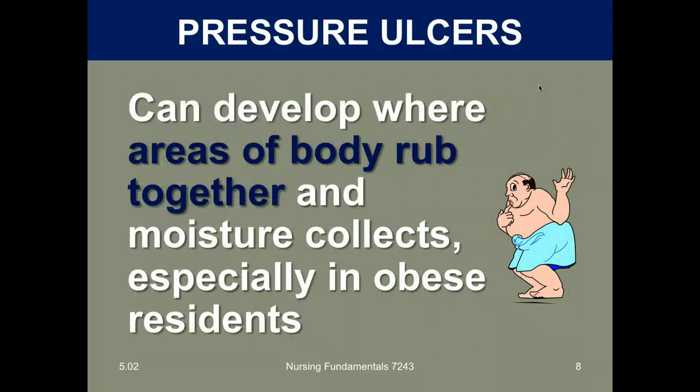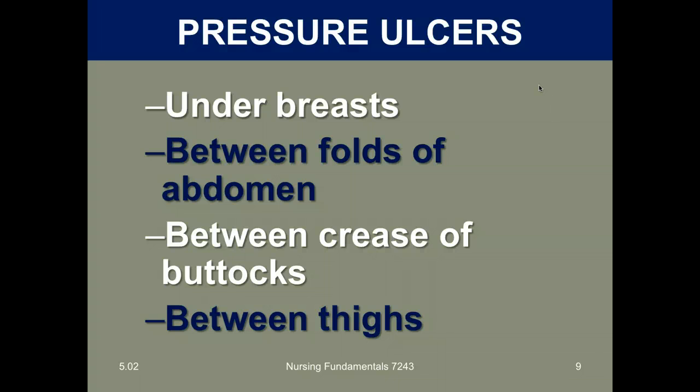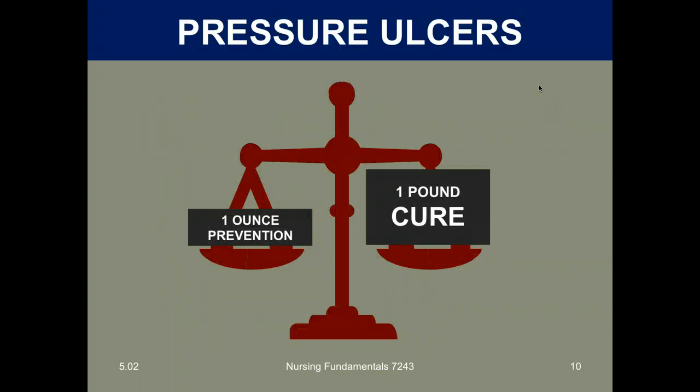Pressure ulcers can develop anywhere an area of the body rubs together and moisture collects, especially in obese residents. It can also occur under the breasts, between folds of the abdomen, between the crease of the buttocks, between the thighs. So again, remember, an ounce of prevention is worth a pound of cure.